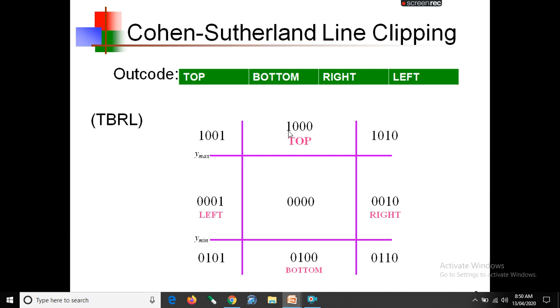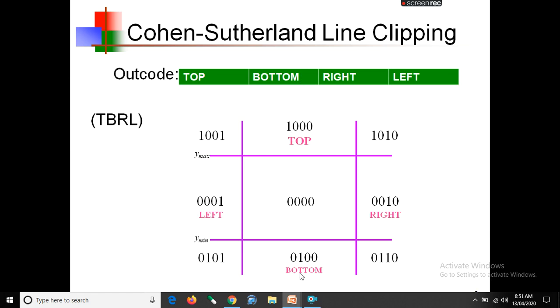The first bit position represents the top area or top region of this two-dimensional plane. If this first bit is 1, it means that it is a top area from the coordinate position x minimum to x maximum. So this is the first bit position, and the remaining 3 bits are all 0. This is the top area.